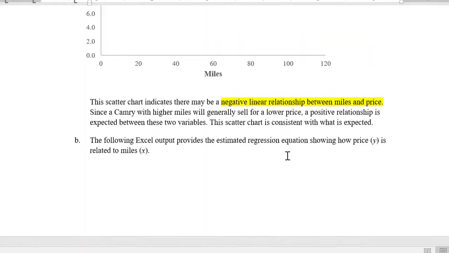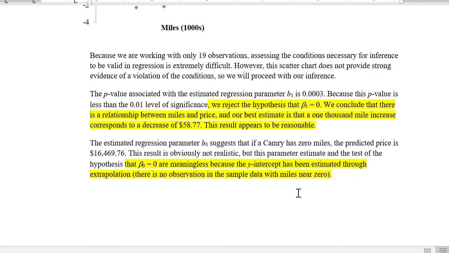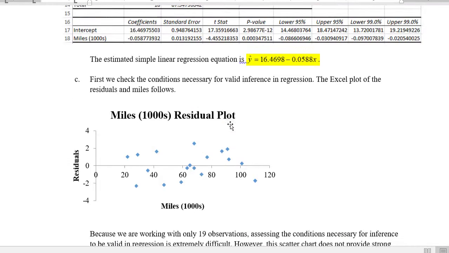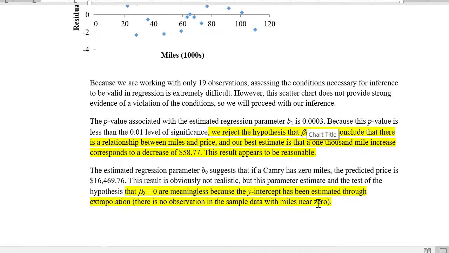B1 you would reject. So B1 here is here. It's very small. Both of those are very small at the 0.05 level. And so you would conclude that there is a relationship between miles and price. Same thing for B0, you would reject. But again, you could also say it's meaningless because the y-intercept has been estimated through extrapolation, meaning that if you put 0 into this equation, that is, miles, it's never been driven, then the car is 16,498.